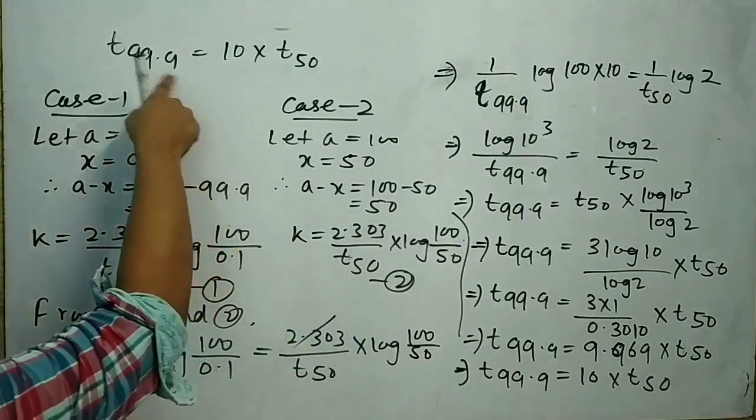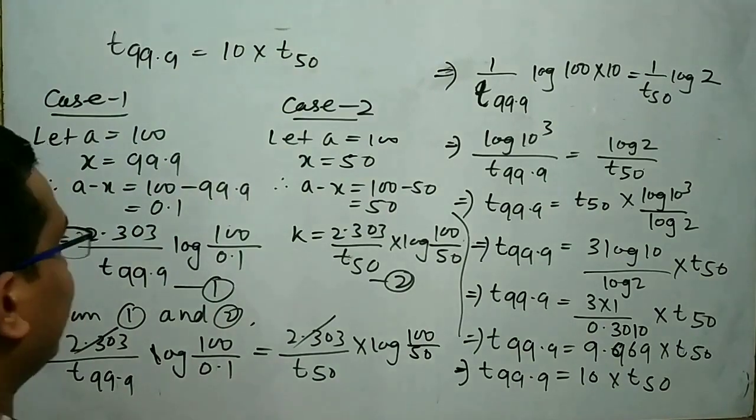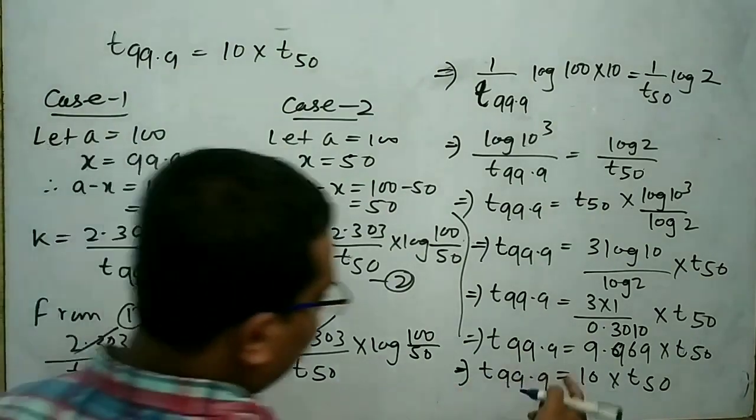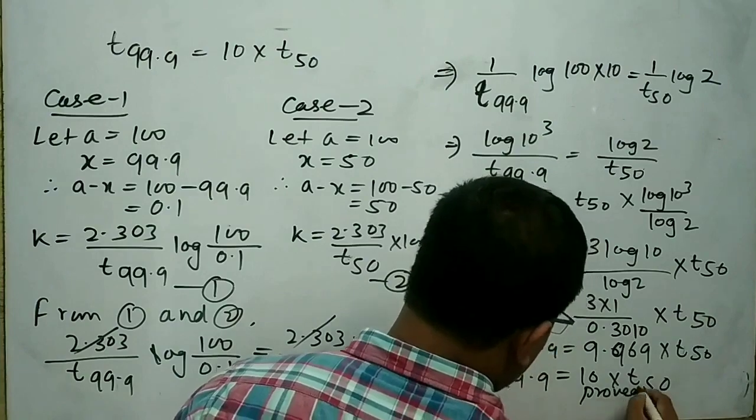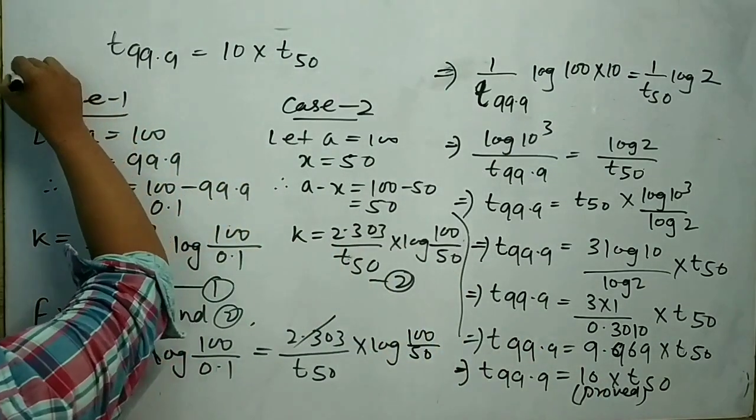Our aim was to prove T99.9 equal to 10 into T50. Now this is proved.